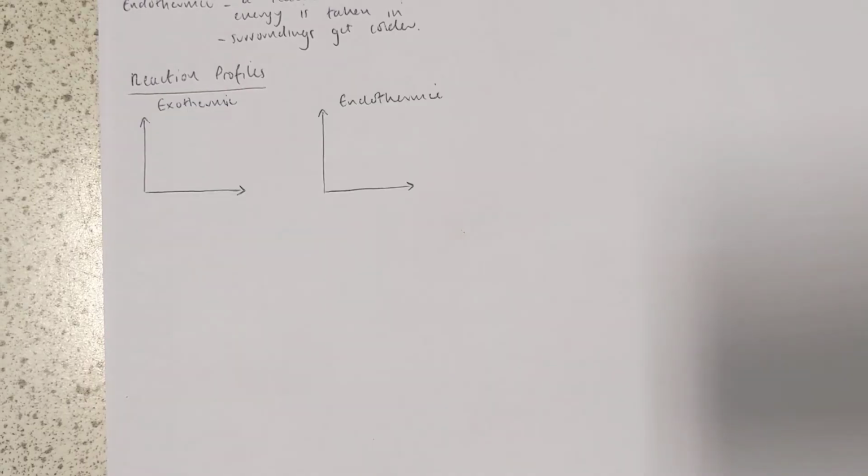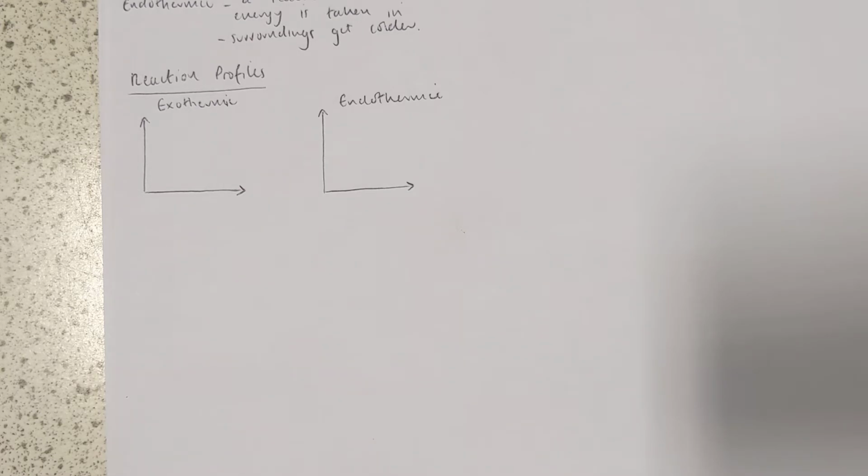The next section here is on something called reaction profiles. Reaction profiles are basically simple graphs that you can sketch that represent the changes happening in either an endothermic or an exothermic reaction. So you need to know the look of this sketch for an exothermic and an endothermic reaction.